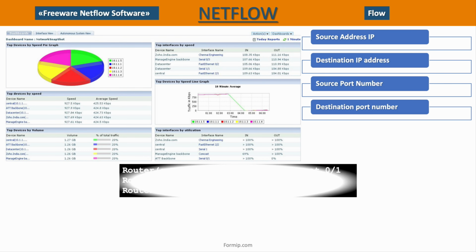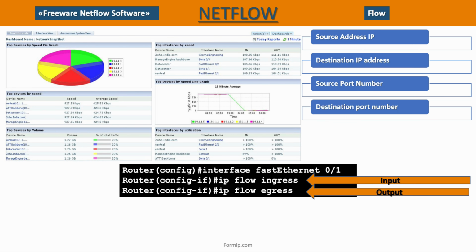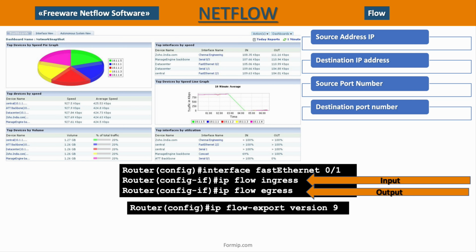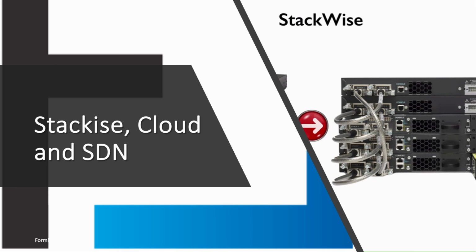Now let's move on to its configuration. In this example, we enable NetFlow in and out on the 0.1 interface of our router. The version of NetFlow can be configured with this command. And finally, all we have to do is configure the IP of the server that will collect the flows with the command ip flow-export destination.